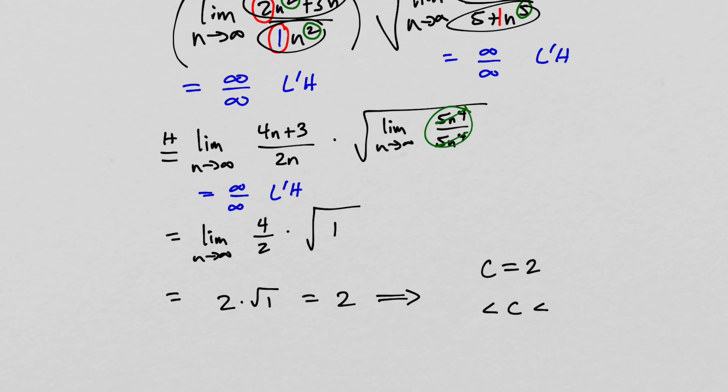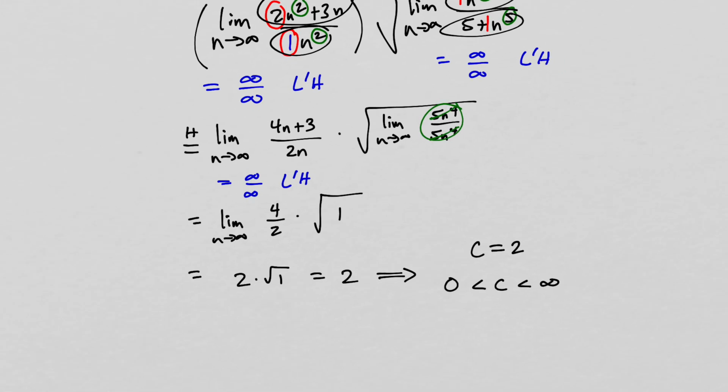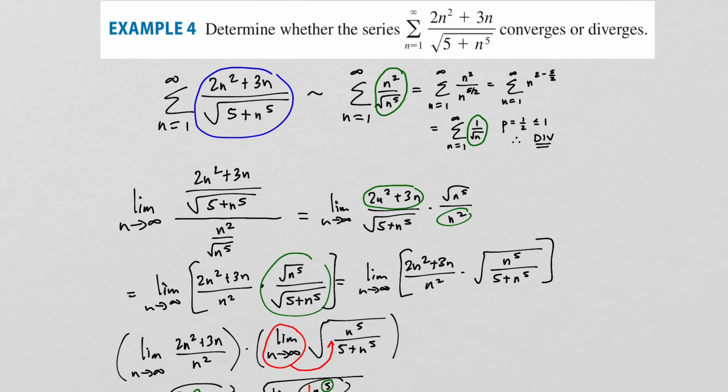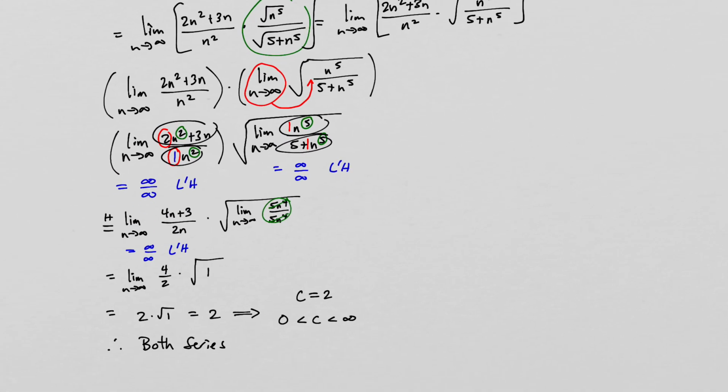And that value of c is a number between 0 and infinity. Therefore, we know that both series behave the same. So now we have to go back to the beginning. How did this series behave? Well, we already said that it diverges because it was a p equals 1/2 p series. So now we know that both series are going to diverge. So the series that we're testing diverges according to the limit comparison test. And that concludes this video lesson.